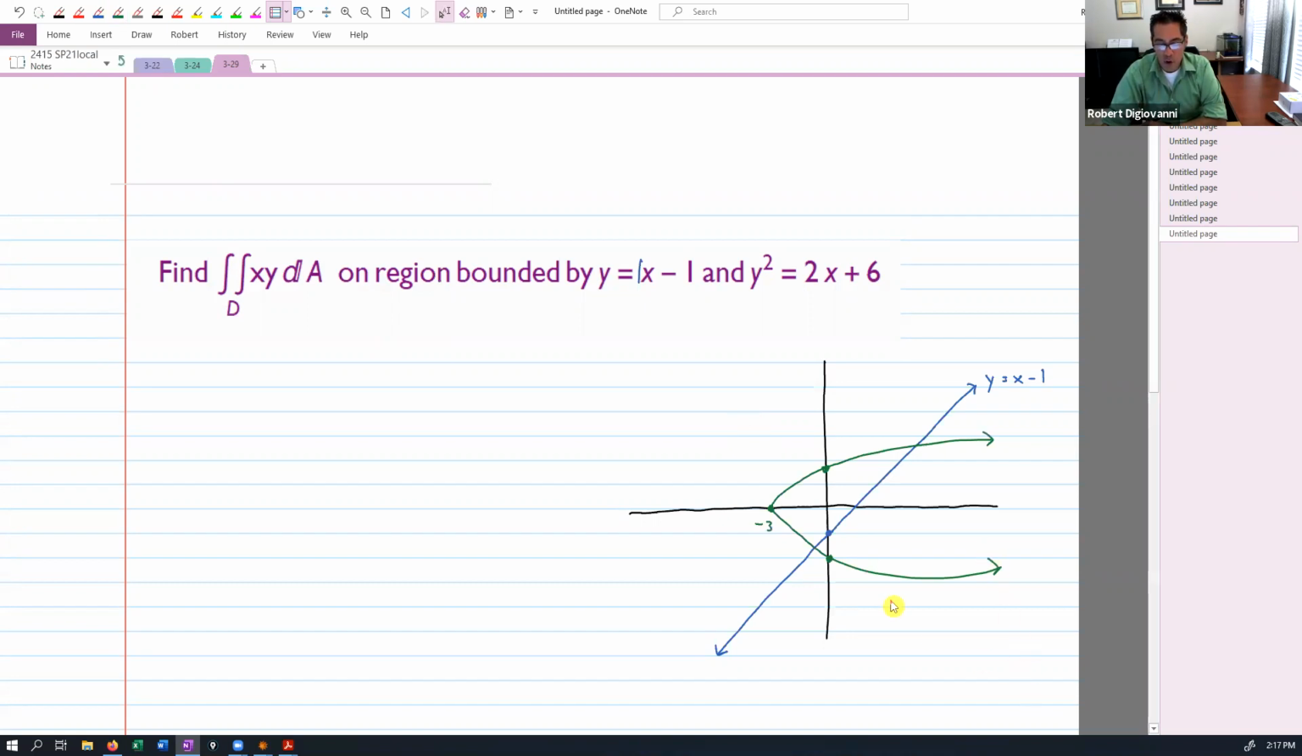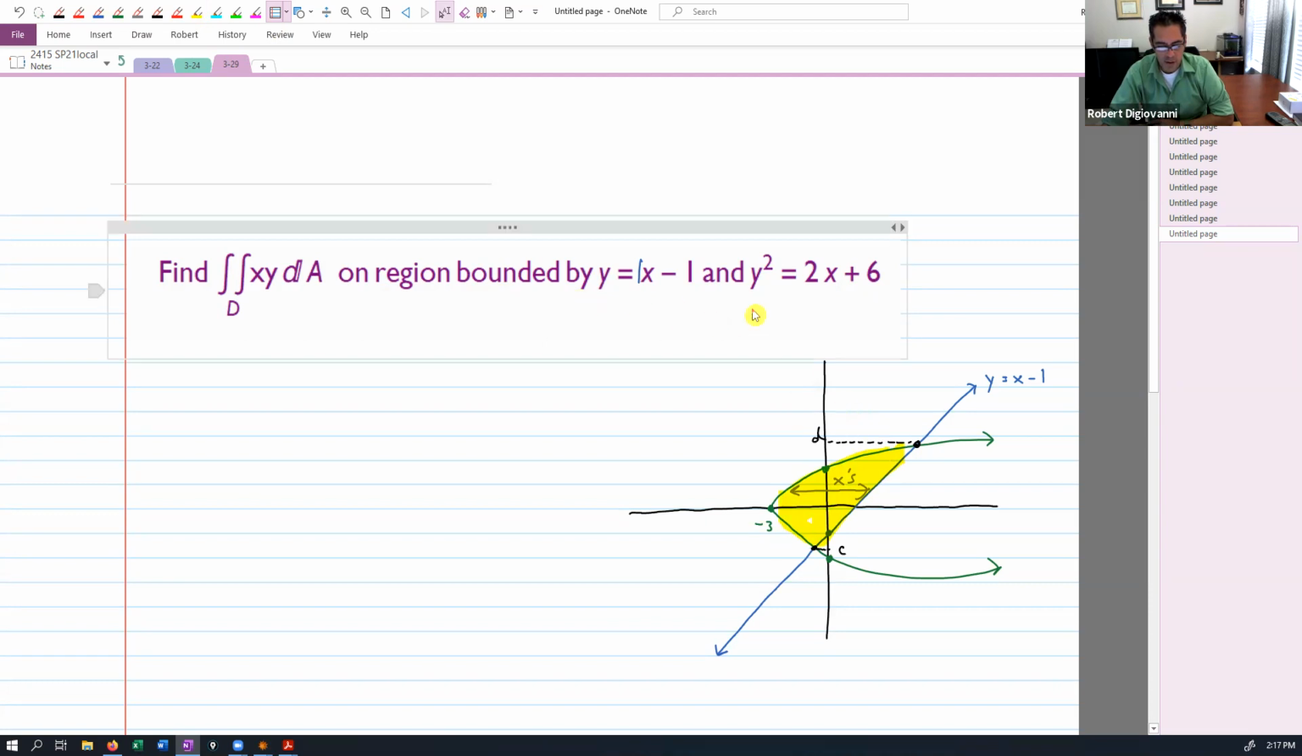Do y'all see why this is not a type 1? Especially right in this region right here, your y's are not stuck between two functions of x. Your y's are stuck between the same parabola. So it makes most sense to look at it this way, where your x's are trapped between two functions of y, and then the y's would be trapped between that point of intersection and that point of intersection. This would be our c and our d.